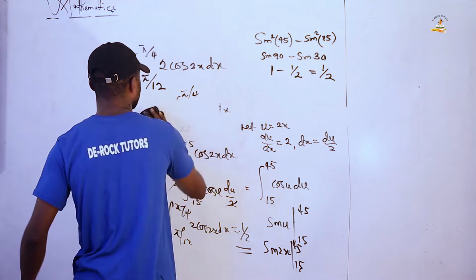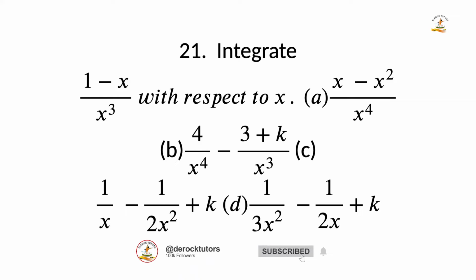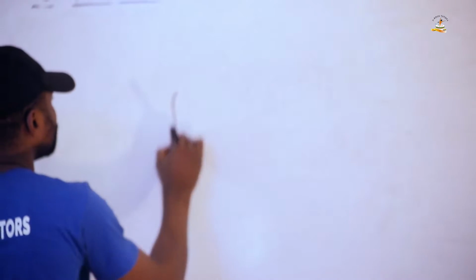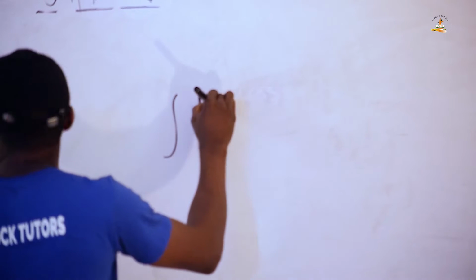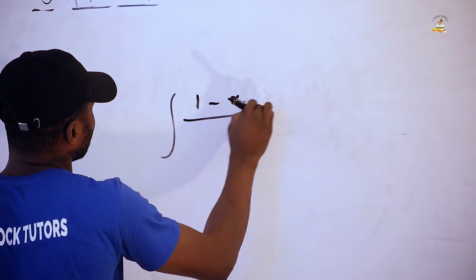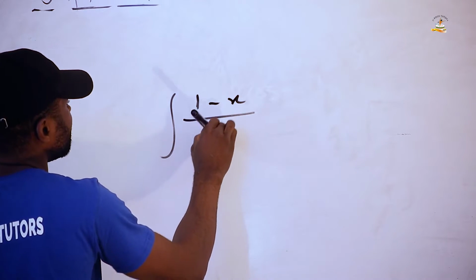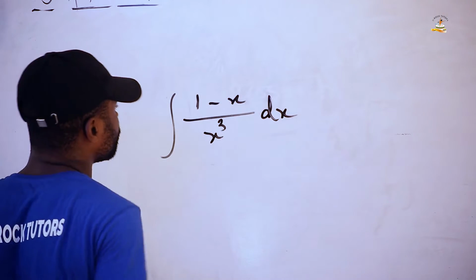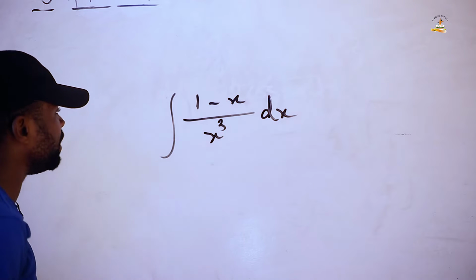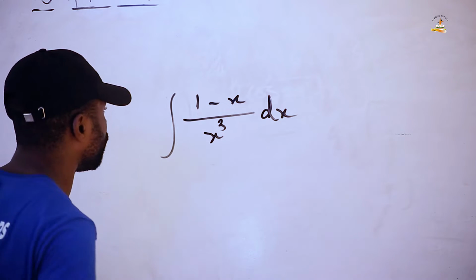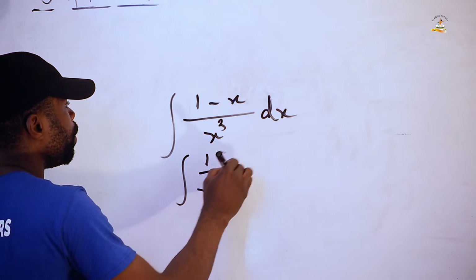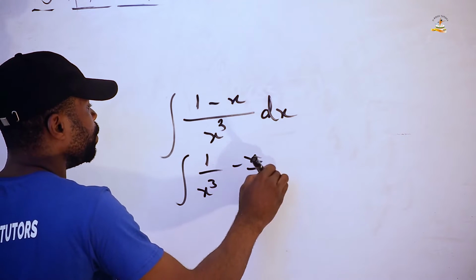We move to the next question. In this example, we want to integrate (1 minus x) over x cubed. How do we proceed to integrate it? We introduce our integral sign and write the integrand. The integrand is (1 minus x) over x cubed. Then we introduce the dx, since we are integrating with respect to x according to the question. We split this into 1 over x cubed minus x over x cubed.